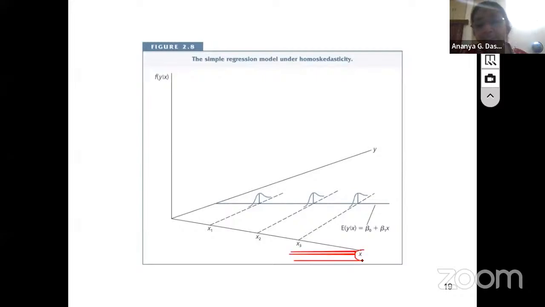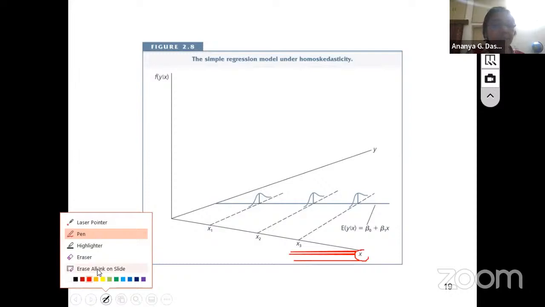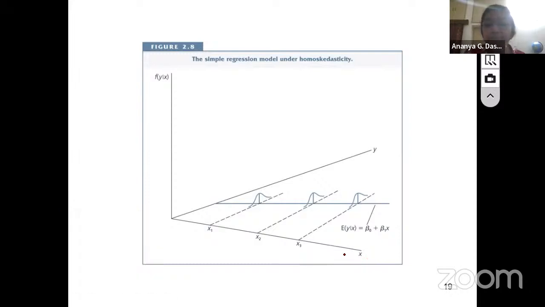So here I have X, right? This is my independent variable, and this is my Y. This is my dependent variable, okay? And what is this giving you? This is basically giving you the distribution of Y given X. Now, what does that mean?